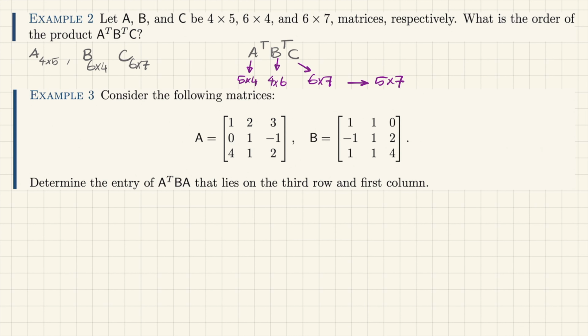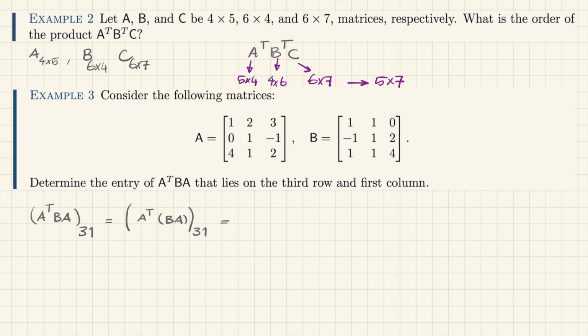Okay, so we want to determine the entry of A transpose BA that lies on the third row and the first column. So what does it mean? It means that I am not interested in the entirety of this matrix. I am interested in only one of these entries, which lies on the third row, yes, and the first column. So how do you interpret it? There are two ways to interpret this. Let me put A transpose alone and then use associativity, put B and A together, okay? And then I'm looking at this entry. So do you remember, how can I write that?